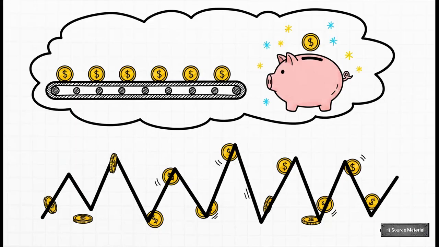But here is the massive catch. And if you take one thing away from this explainer, make it this. Yield to maturity is largely theoretical. It is an assumed yield.